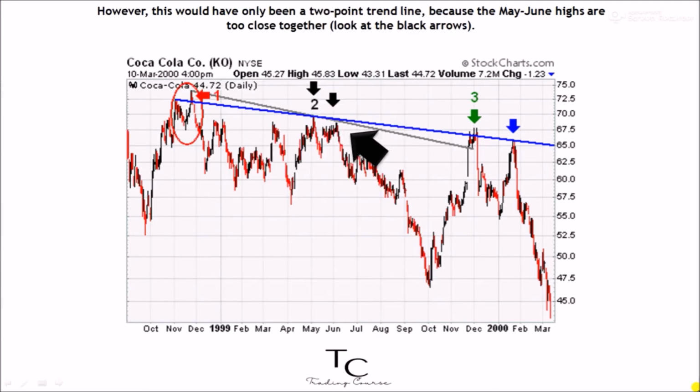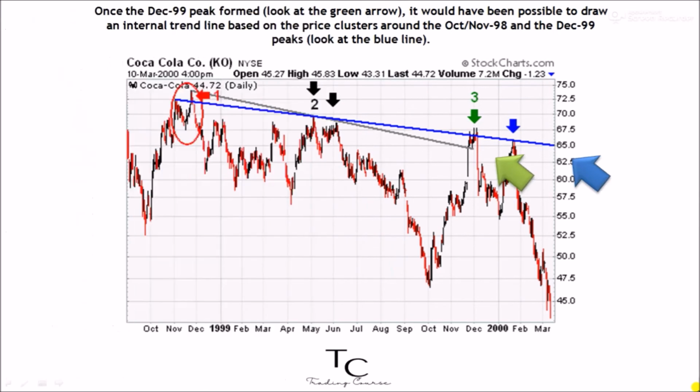However, this would have only been a 2-point trend line. Because the May to June highs are too close together, look at the black arrows. Once the December 99 peak formed, look at the green arrow. It would have been possible to draw an internal trend line based on the price clusters around the October-November 98 and the December 99 peaks.